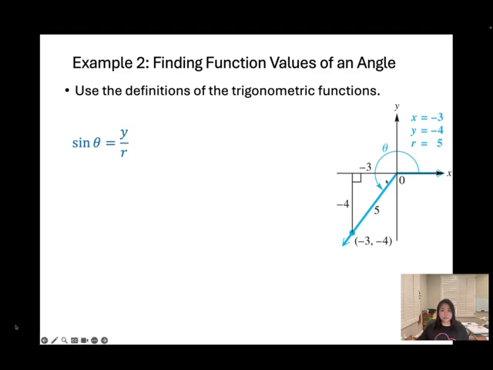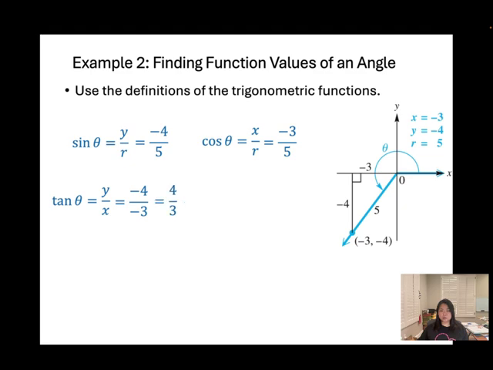Okay, sine theta is going to be y over r. You should get -4 over 5. And then cosine theta, adjacent over hypotenuse, so -3 over 5. Tangent, y over x, you should get 4 over 3.